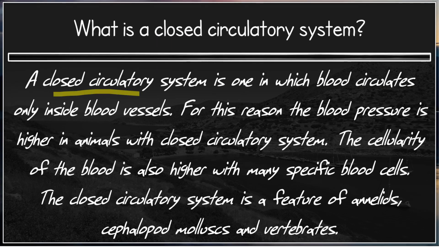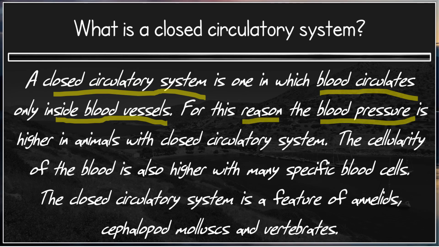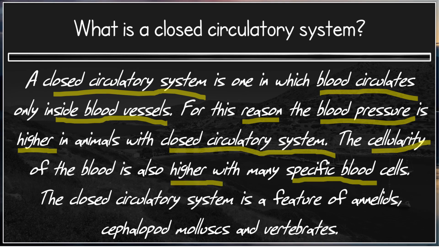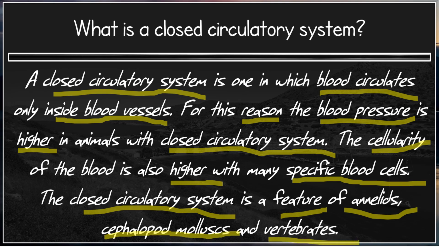What is a closed circulatory system? A closed circulatory system is one in which blood circulates inside the blood vessels. For this reason, the blood pressure is higher in animals with a closed circulatory system. Cellularity of the blood is also higher, with specific blood vessels. The closed circulatory system is a feature of annelids, cephalopod mollusks, and vertebrates.